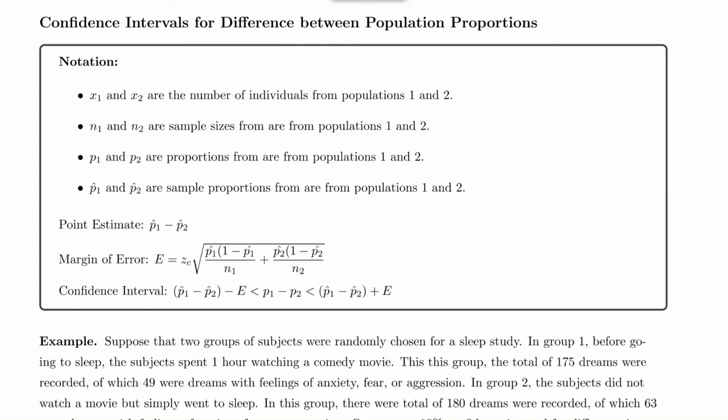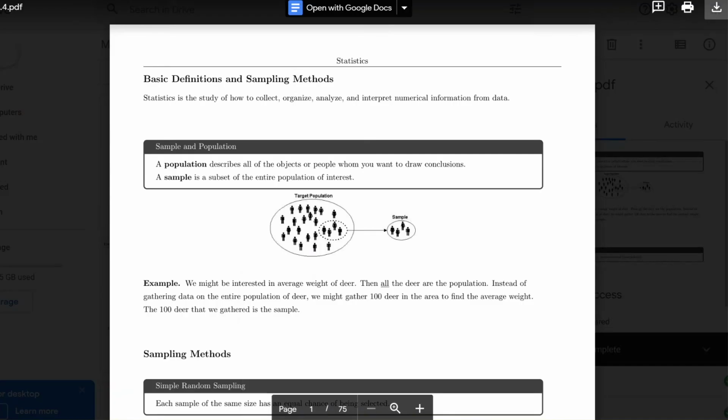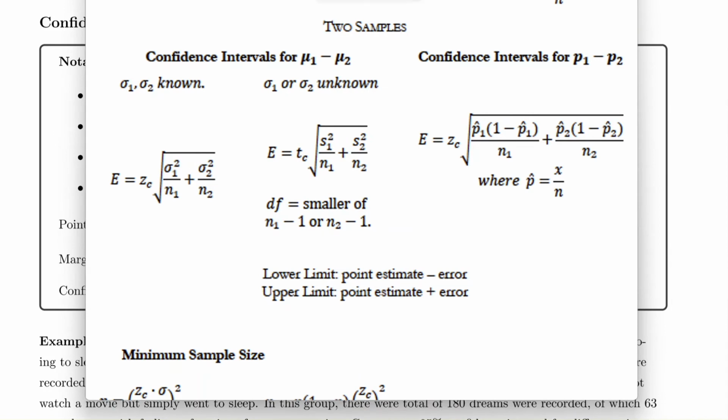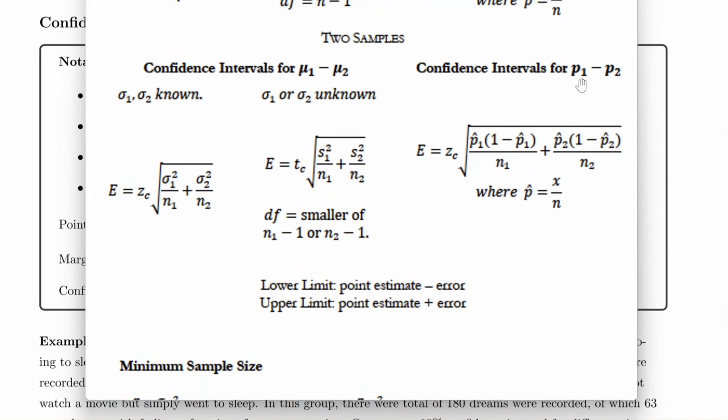So lastly, let's look at confidence intervals for the difference between population proportions. So here, we looked at these two, and now we look at the confidence interval for the difference between population proportions. That's what p is representing, proportion. So we're using this formula. We use this formula to find the margin of error.